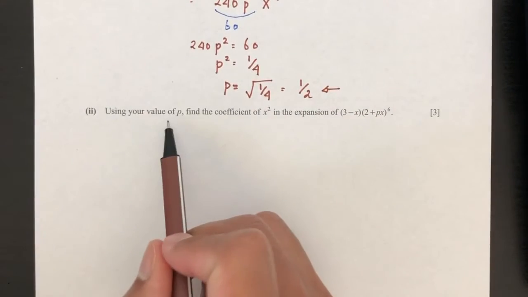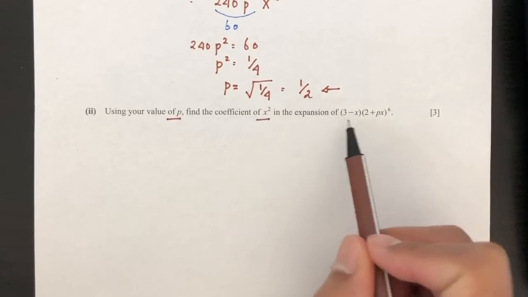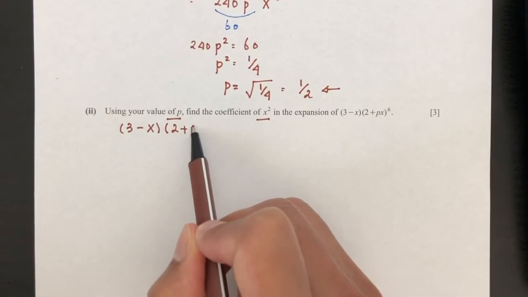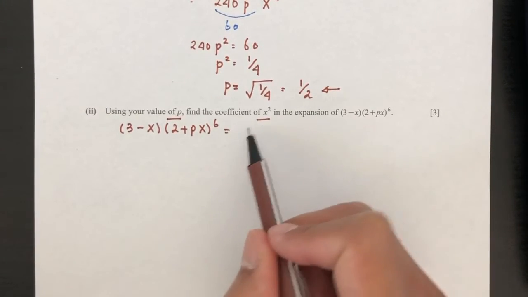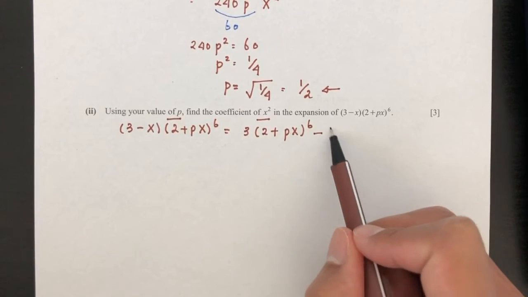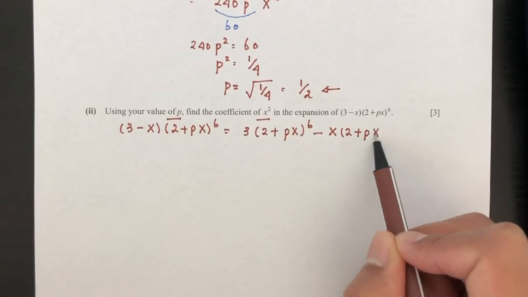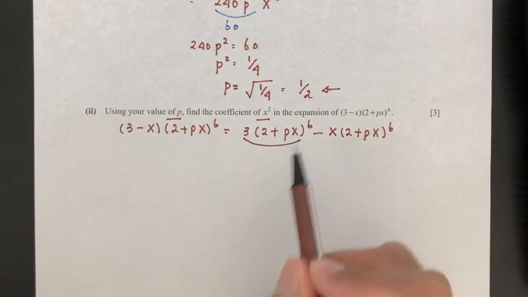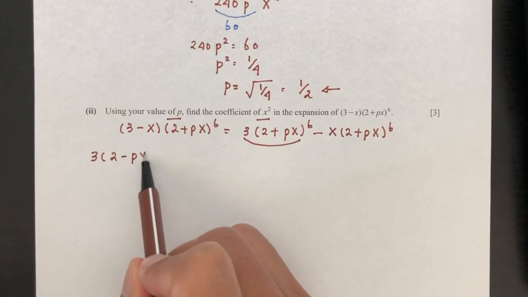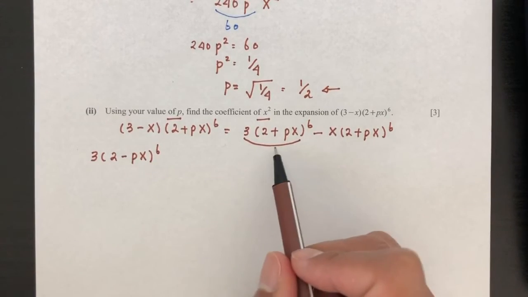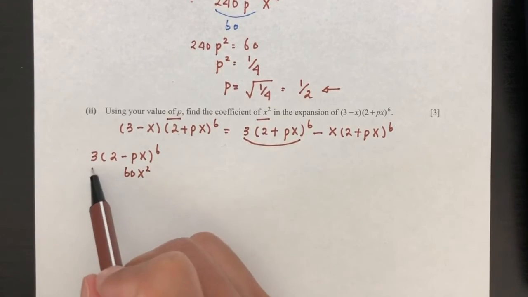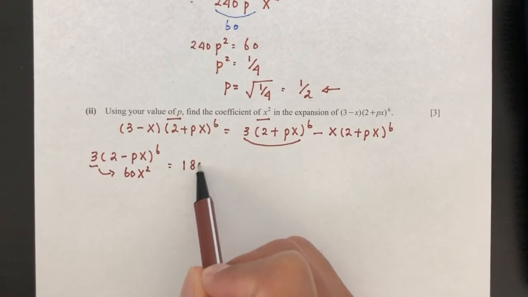Now for part 2, using your value of p, find the coefficient of x squared in this expansion. Now if you were to expand this, (1 - x)(2 + px)^6 will be equal to 1 by (2 + px)^6 minus x times (2 + px)^6. So for this first one, let's do 1 by 1. So what is the term in x squared? We know that the term in x squared of this expansion is 60x squared. So constant times this will be 180x squared.